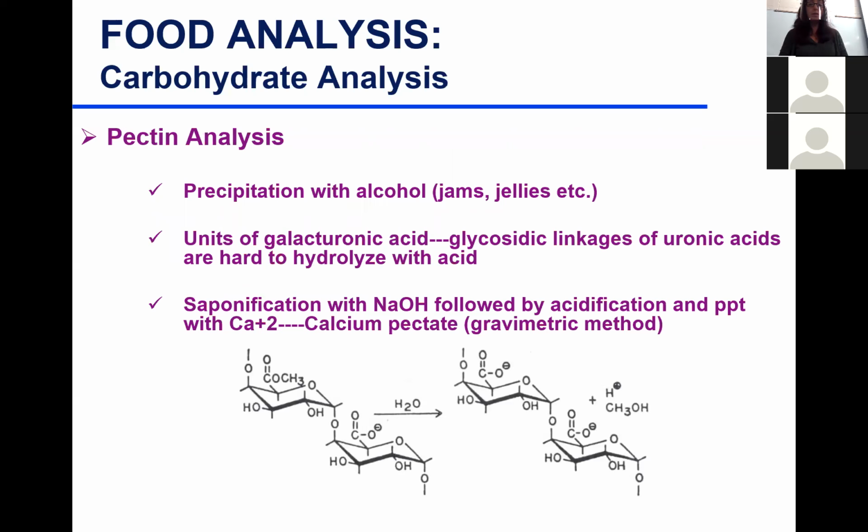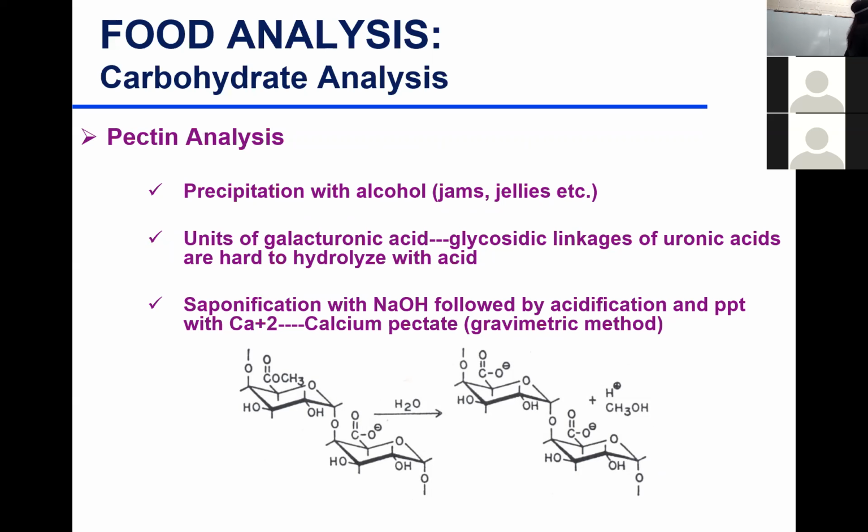Pectin analysis. This is used especially when you have a food product that predominantly contains pectin, and you want to determine how much pectin there is for quality purposes and potential labeling purposes. So let's say you have jams or jellies. The main source of fiber in them is your pectin.